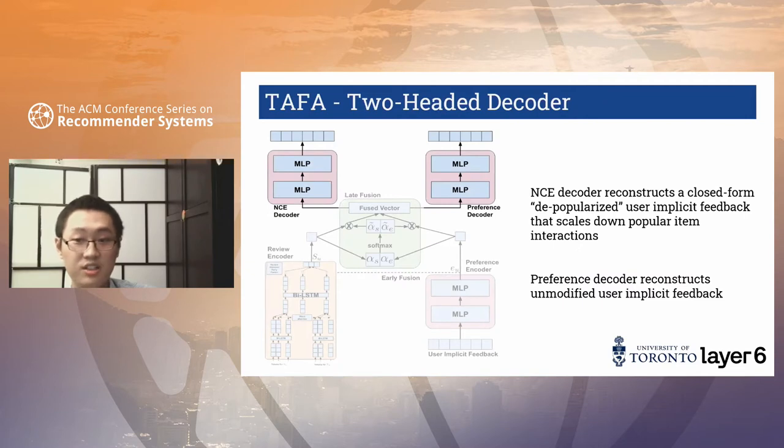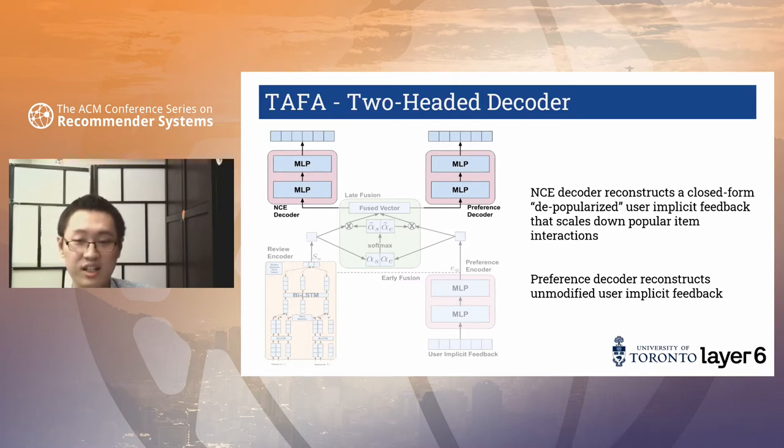Lastly, this is our two-headed decoder. The goal here is to mitigate popularity bias while still maintaining good recommendation performance. To do so, we first transform user item interactions to a depopularized version of it. The result of this transformation analytically is the optimal solution for an NCE objective. Intuitively, this objective scales down popular item interactions more than unpopular items.